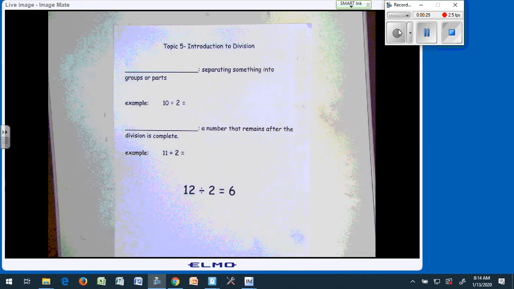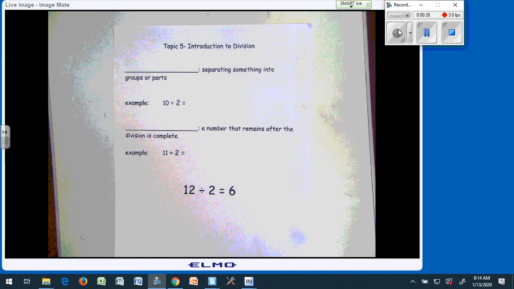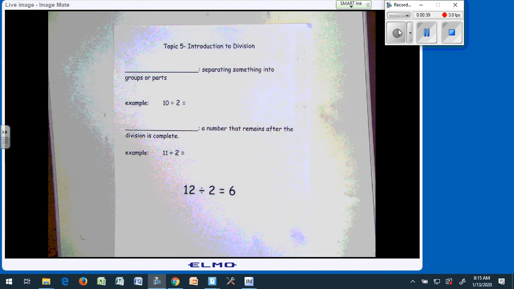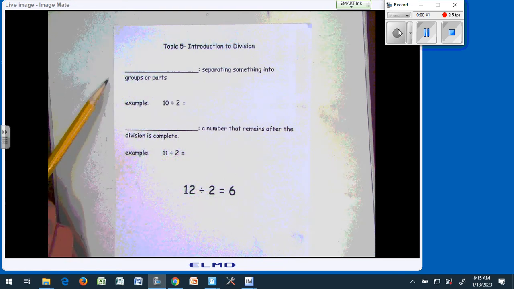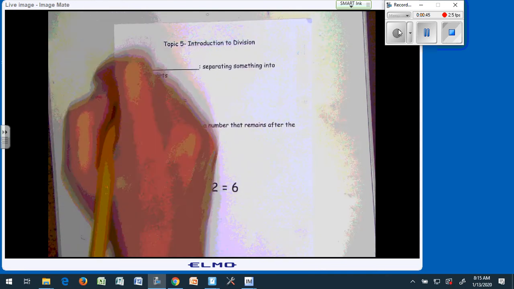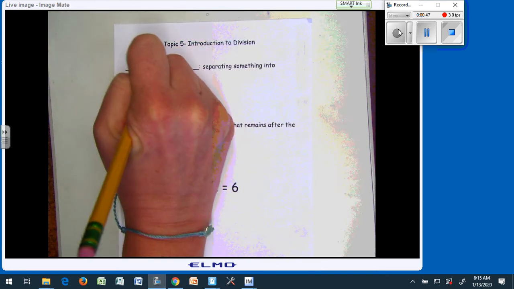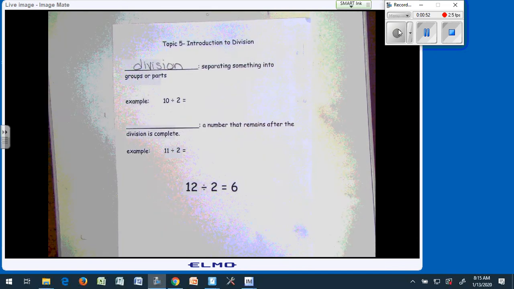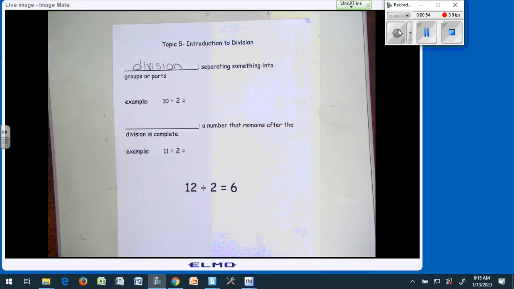We're going to go over some vocabulary words so that you know what numbers your teacher is talking about when we talk about the parts of a division problem. But let's first start talking about what division means. So the first word that we're looking for to fill in is the word division. And what division means is separating something into groups or parts.